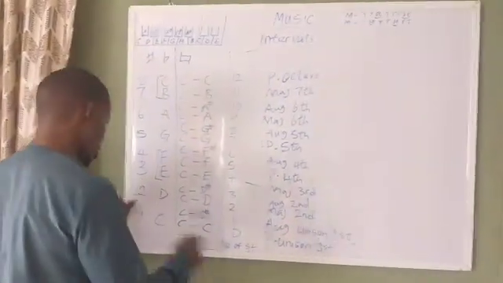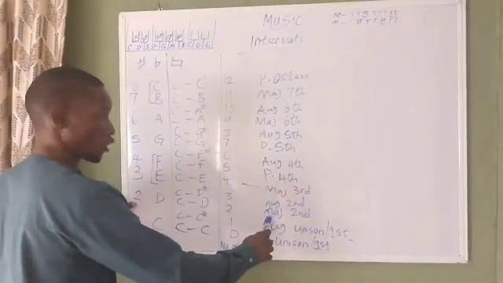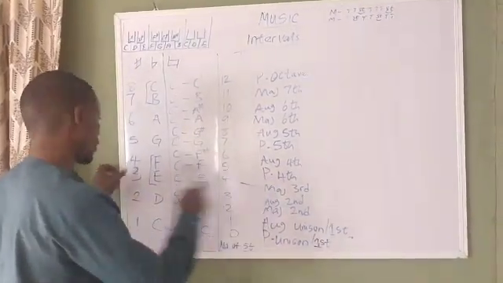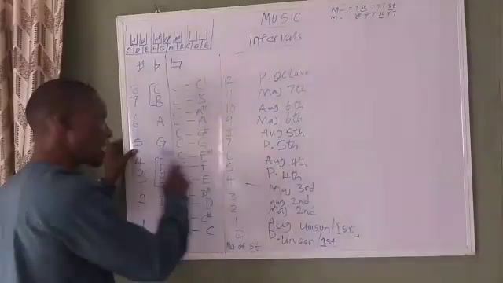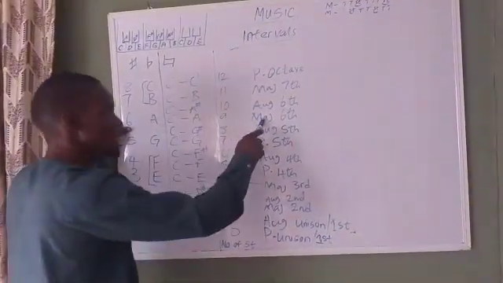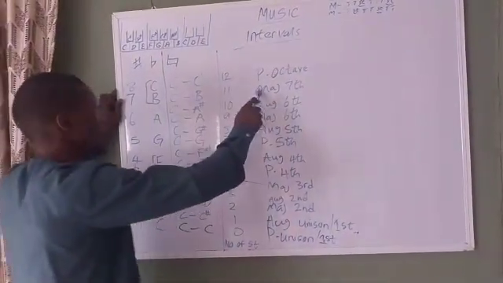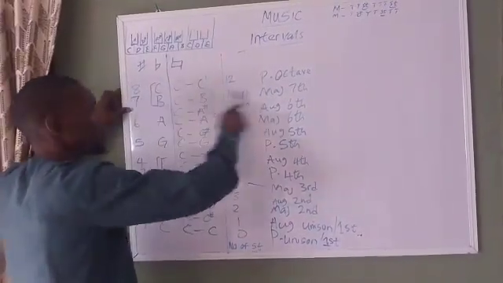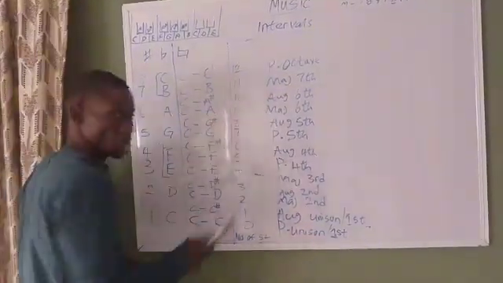Okay. 2 is what? Major second. 3 is what? Major third. 4 is what? Perfect fourth. 5 is what? Perfect fifth. 6 is what? Major sixth. 7 is what? Major seventh. 8 is what? Perfect octave.